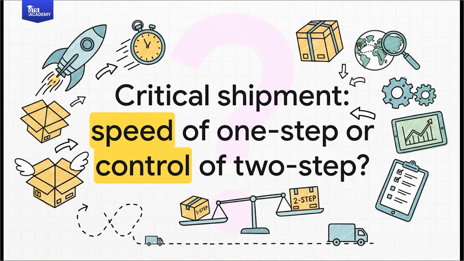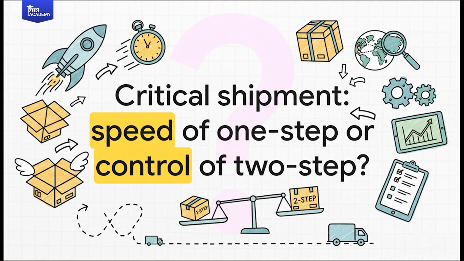So it all comes back to this fundamental trade-off, doesn't it? On one hand, you have the one-step process. It's faster, it's less paperwork. On the other hand, you've got the two-step process. It gives you way more control and real-time visibility of your valuable inventory while it's on the move.